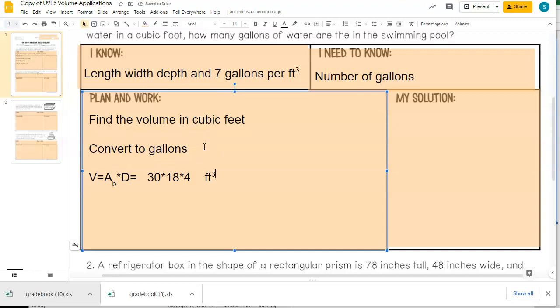So we get that our volume is 2,160 cubic feet.